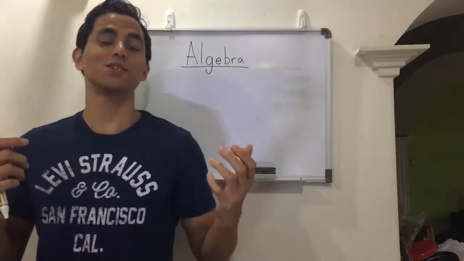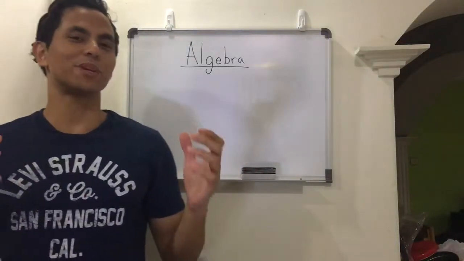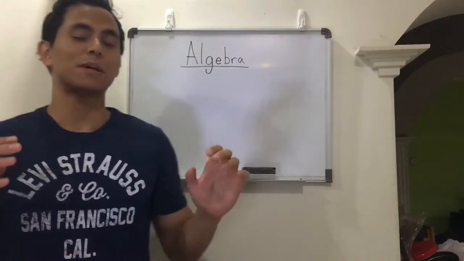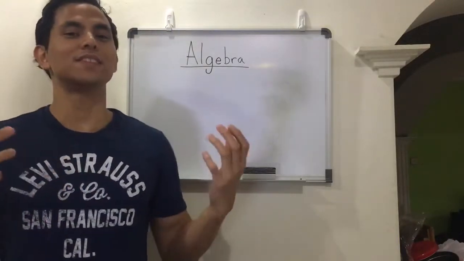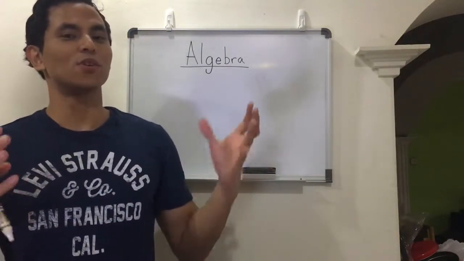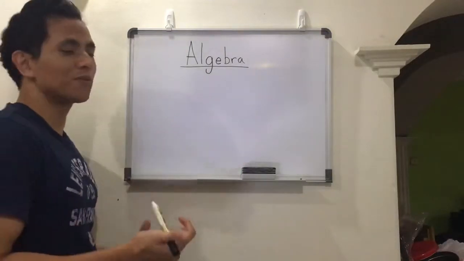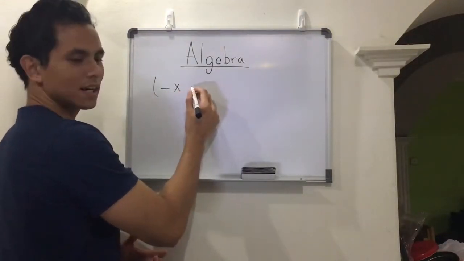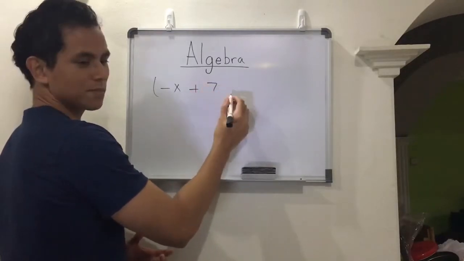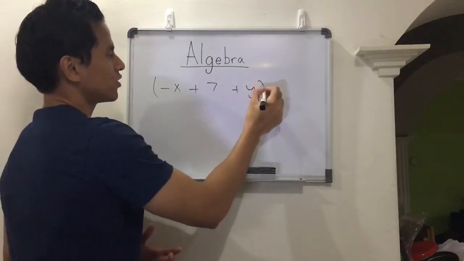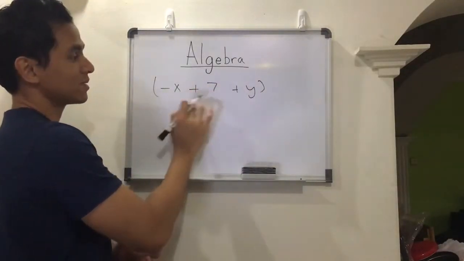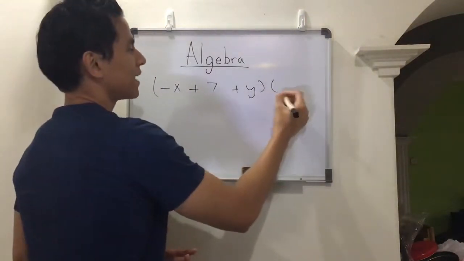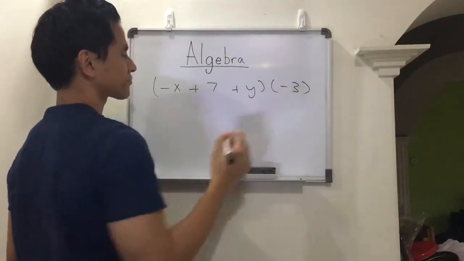Hi everyone, so this will be part 2 of the algebraic expansion video. I'm going to carry on with slightly more advanced examples, so please follow along. I'm going to start off with expanding a bracket that has 3 terms inside, multiplied by a negative 3.